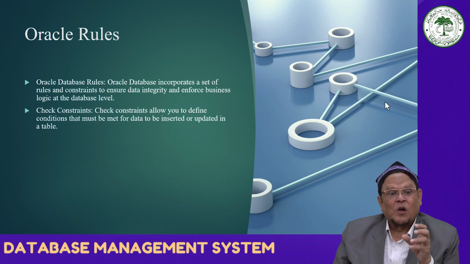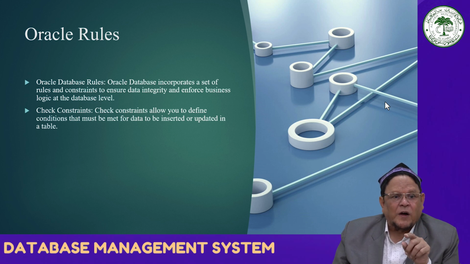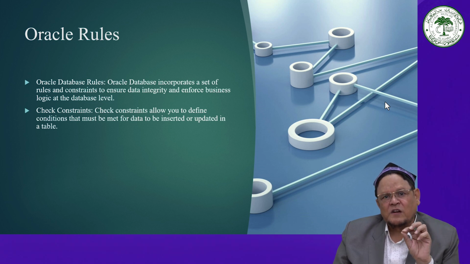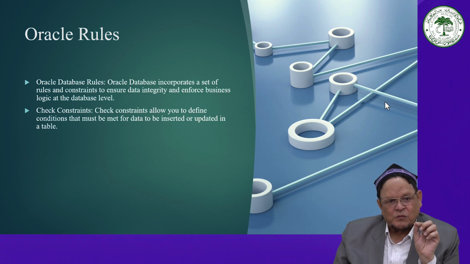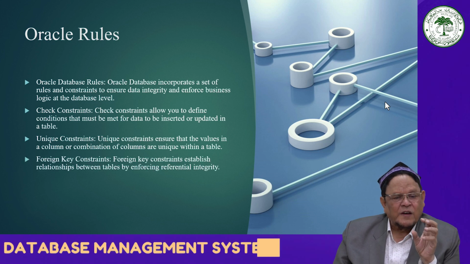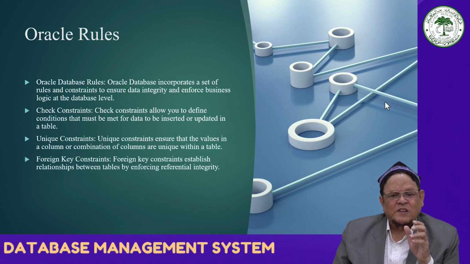Check constraints are also rules in the database. Check constraints allow you to define a condition that must be met for data to be inserted or updated in a table. If you want to insert, it must follow some rules. Unique constraints ensure that the value in a column or combination of columns is unique within a table. Foreign key constraints establish a relationship between tables by enforcing referential integrity.